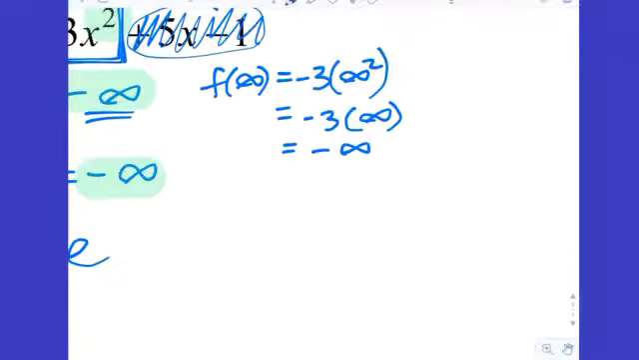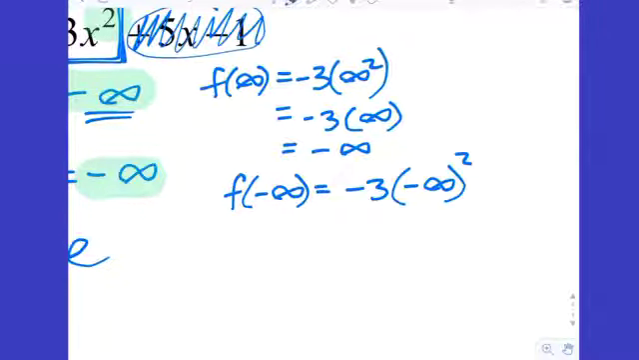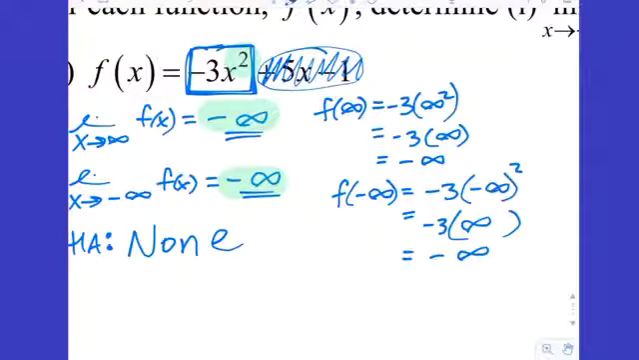If you want to know what the left-end behavior is, go ahead and just analyze the leading term. Negative 3 times negative infinity squared. What is negative infinity squared? Positive infinity. And what's positive infinity times negative 3? Negative infinity, and that's the answer to the left-end behavior. So because it's infinity, and only because it's infinity, you can forget about anything that's not the leading term. The growth of this function is going to be dominated by the leading term exclusively, okay?